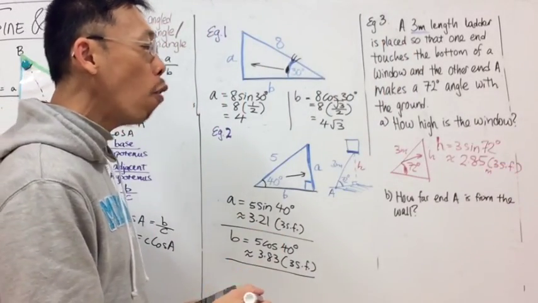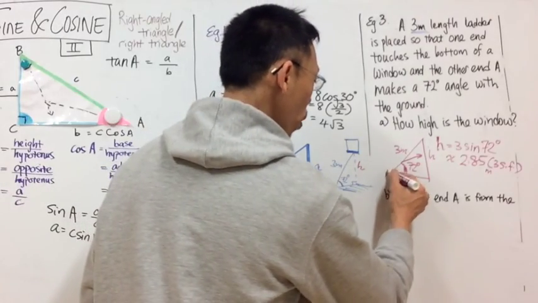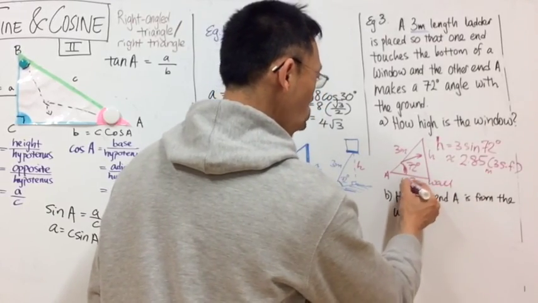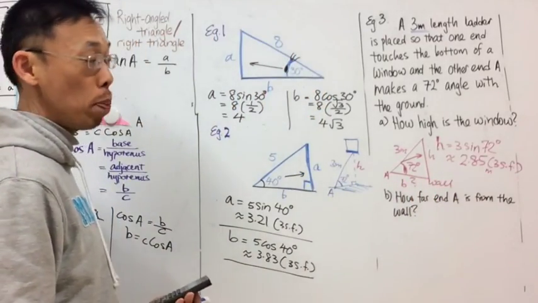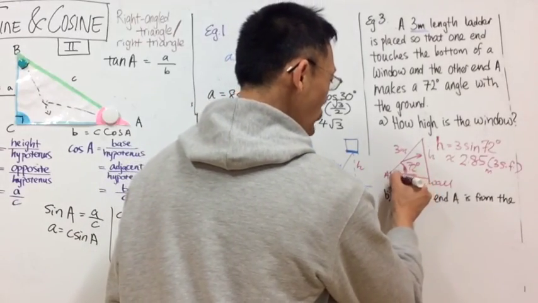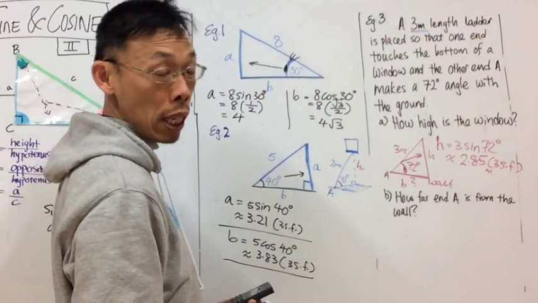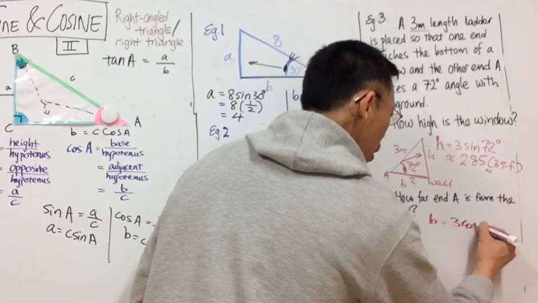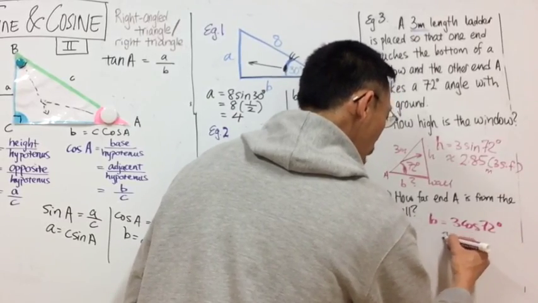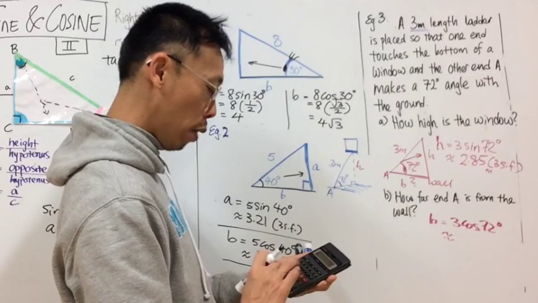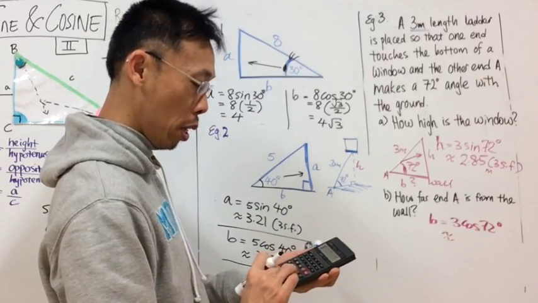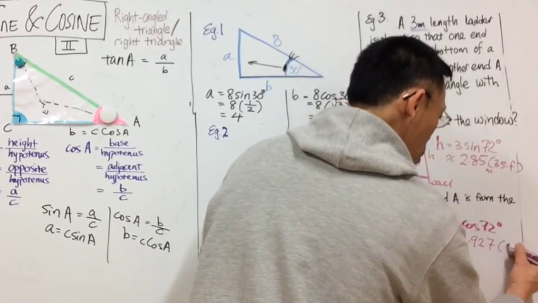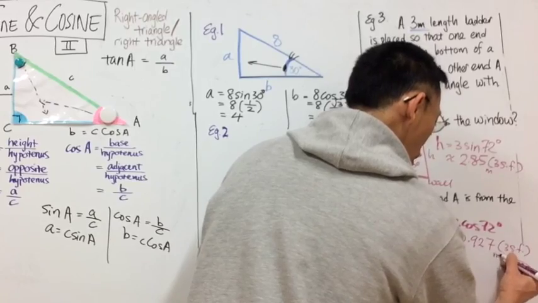The next question is how far A is from the wall. A, and this is the wall. How far is this? This time I'm going to call this b. So b is on the ground, and you put a carpet on the ground. Carpet starts with C and it's cosine. So b here is 3 cosine 72 degrees, and that is roughly 0.927, which is also in meters.